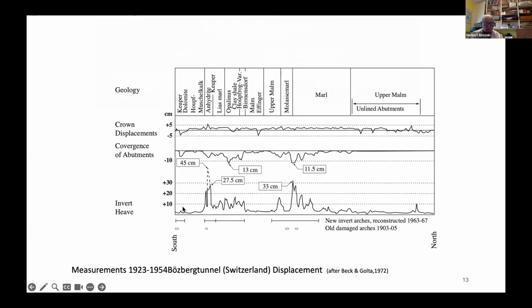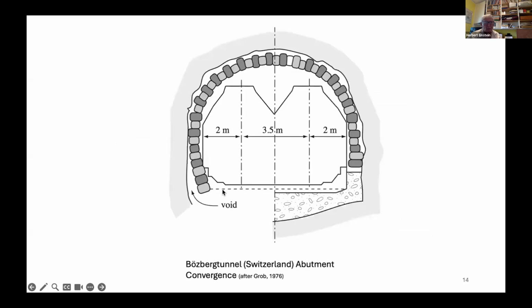And I show you this because here again we have this clay sulfate and pure sulfate, but here we have marl. So we have pure clay here and mixed with sulfate here, and you see the magnitudes are about the same. So keep that in mind. The interesting thing here is that we not only have heave of the invert, but as the invert heaves, it pushes this sidewall in.